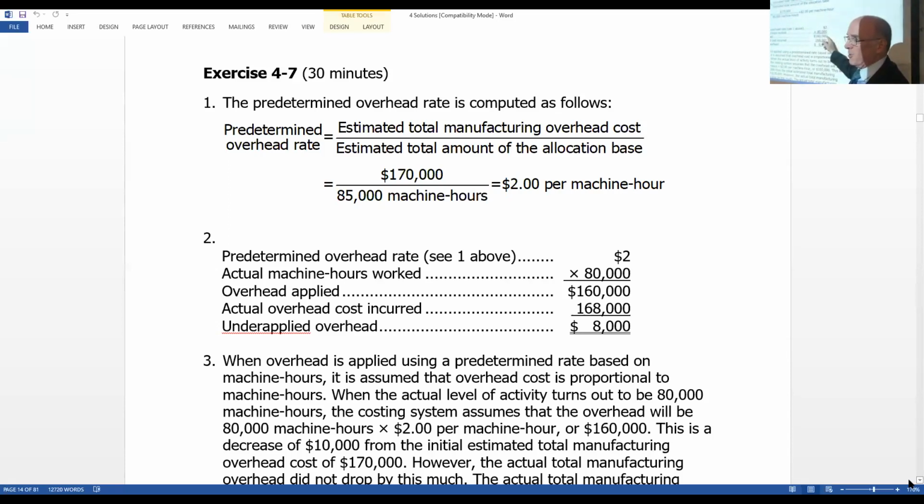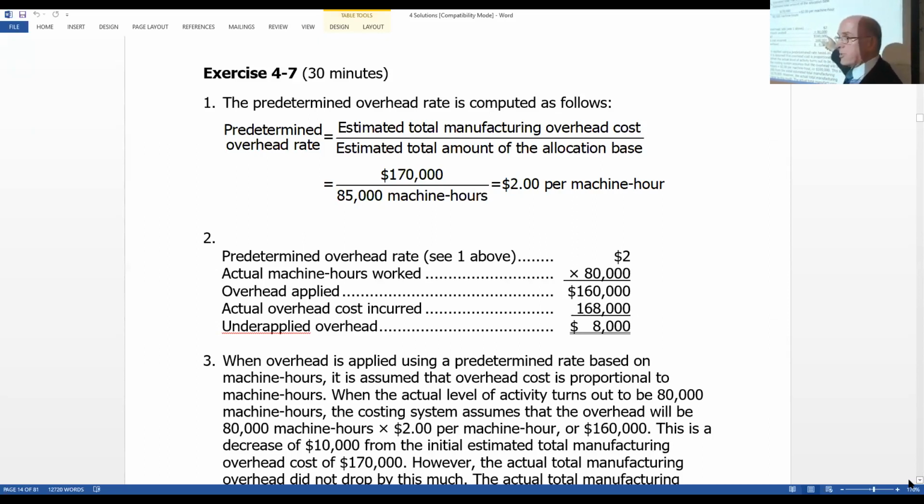Well, that would have been your second choice, right? Yeah. So now it's tricky. I mean, there's only 2 options here. It's either over or under, but getting the right one is sometimes a little tricky, right? So if you forget about the terminology, underapplied means underestimated. So applied, estimated, you thought it was going to be 160, but it was actually 168. So you underestimated.